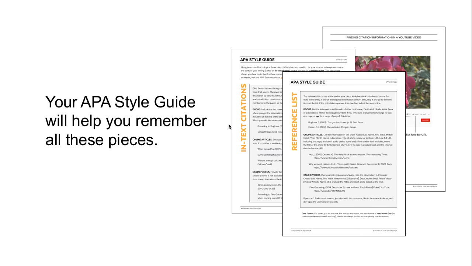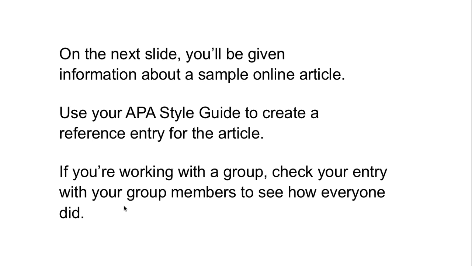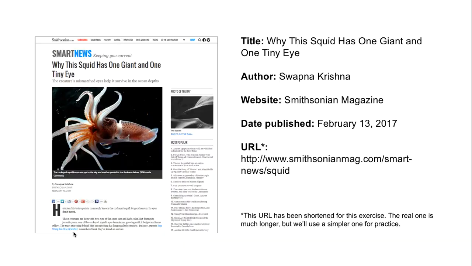And your APA style guide will help you remember all these pieces. Okay, let's use the second page to practice making a brand new entry in our reference list. On the next slide, you'll be given information about a sample online article. Use your APA style guide to create a reference entry for the article. If you're working with a group, check your entry with your group members to see how everyone did.